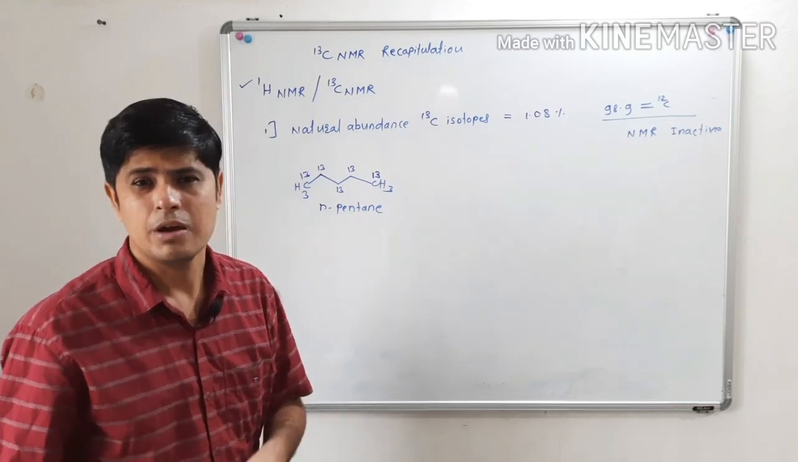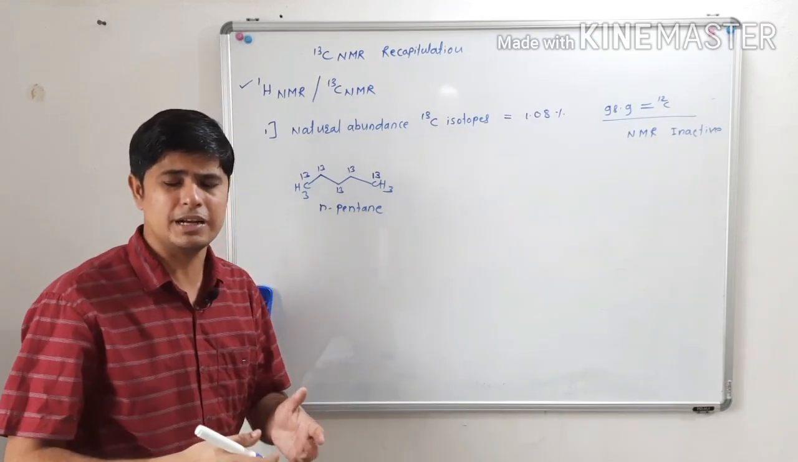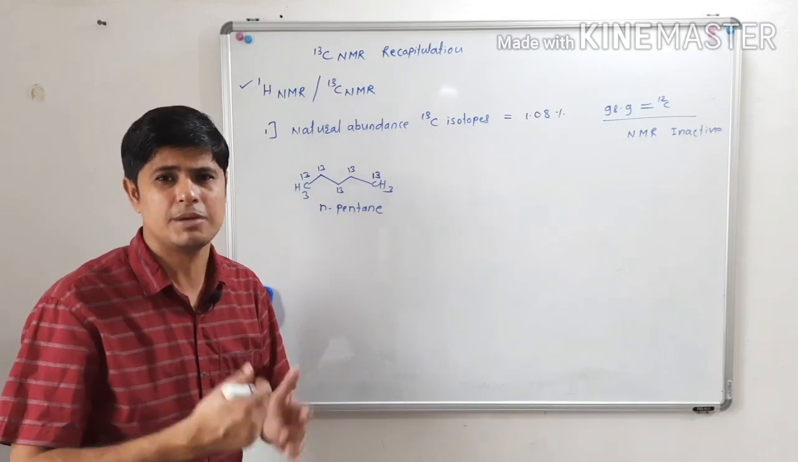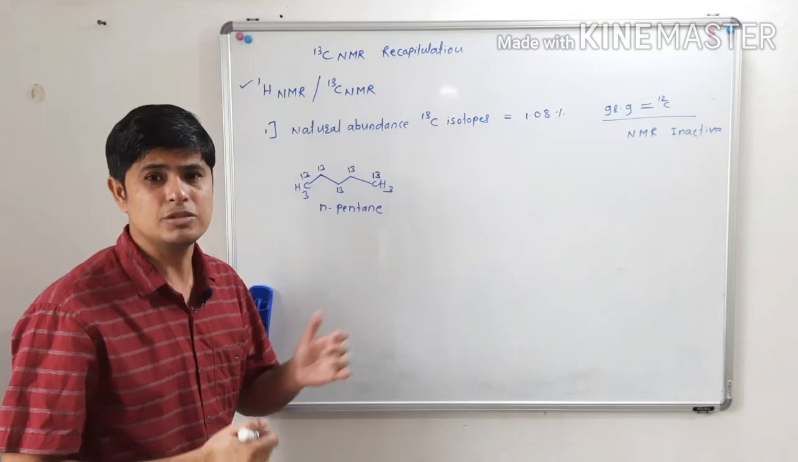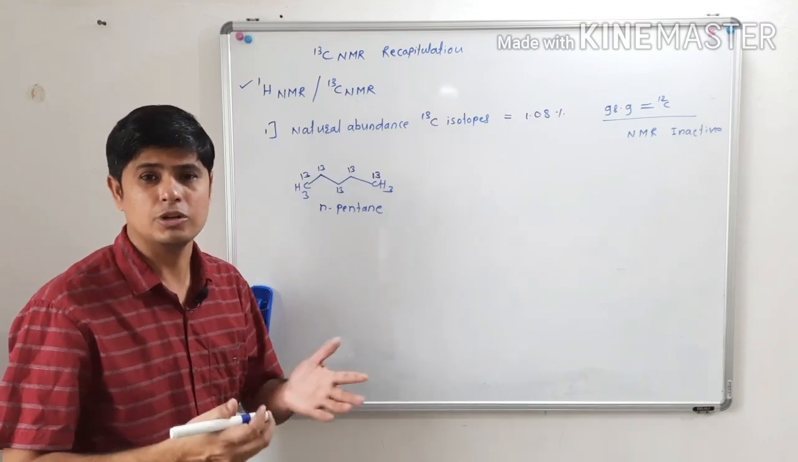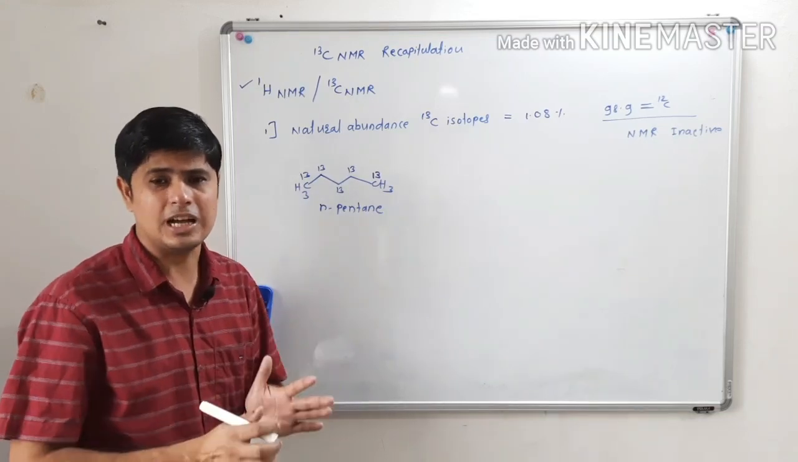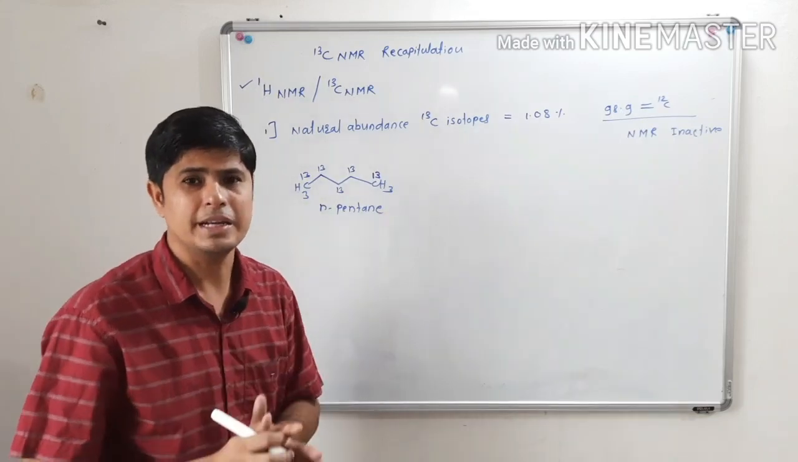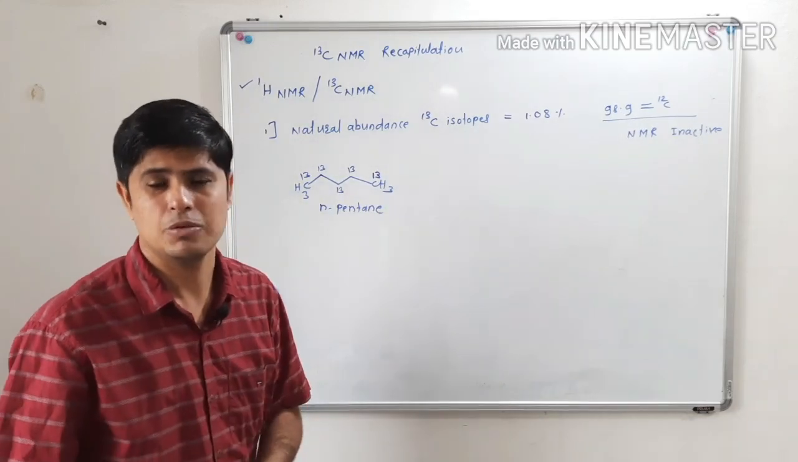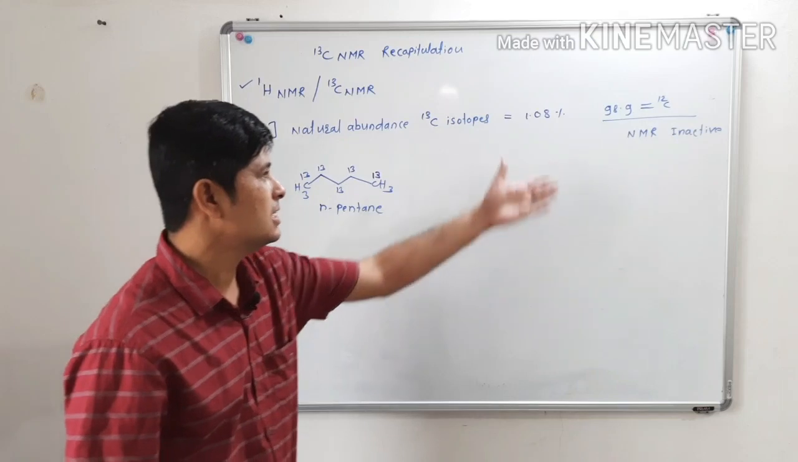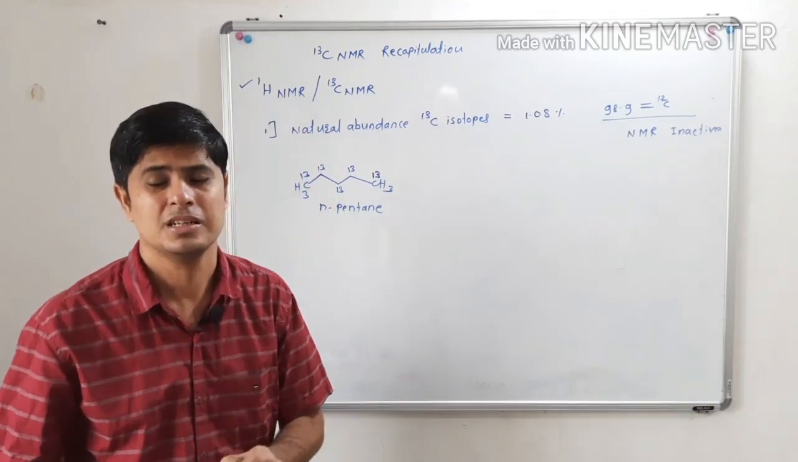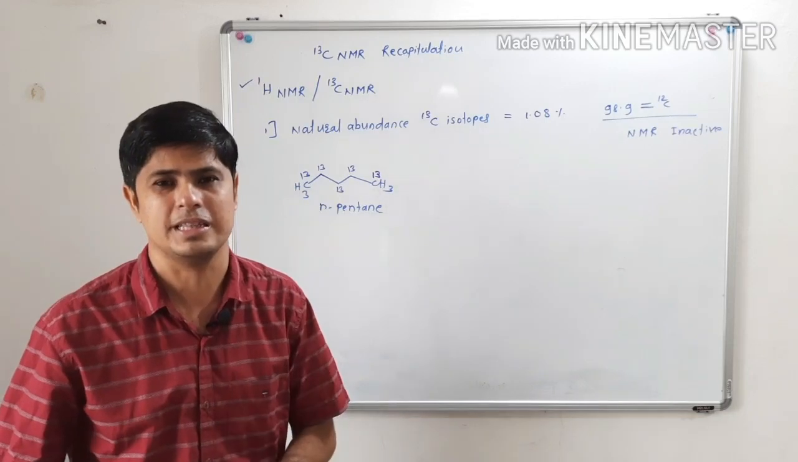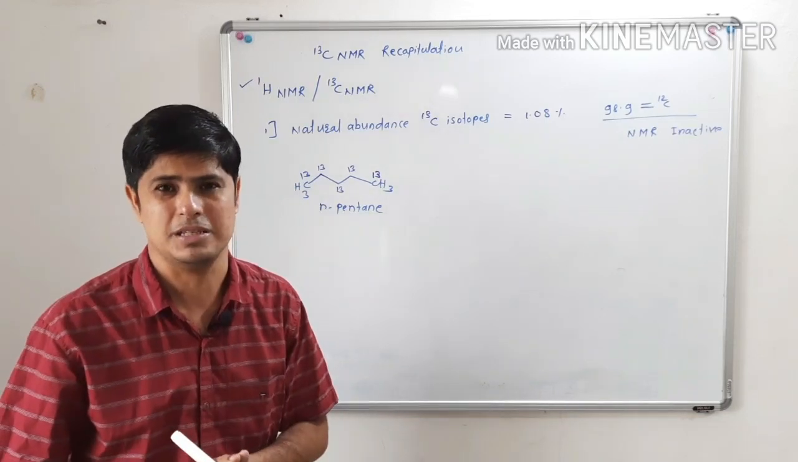That means we will get the carbon-13 NMR spectrum of n-pentane very quickly. But this is not possible, that each carbon of n-pentane is carbon-13. Why is it not possible? Because the natural abundance of carbon-13 nuclei is only 1.08%, that is around 1.1%.